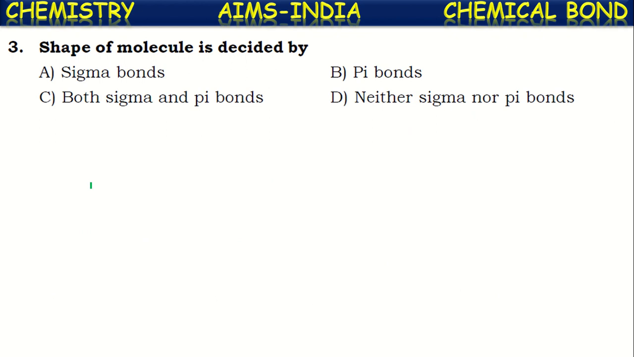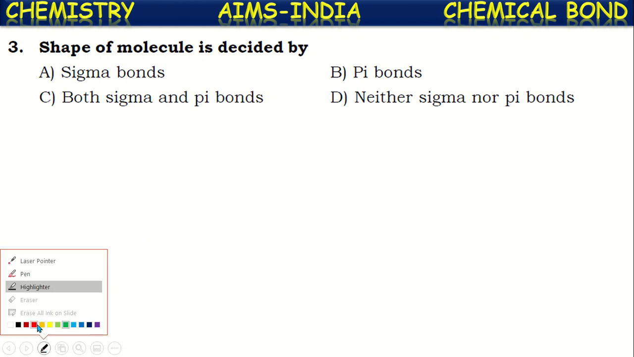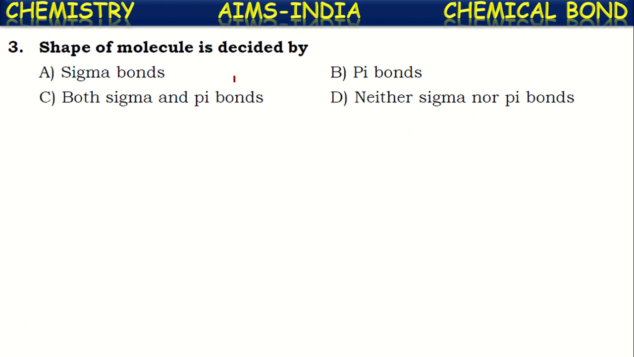The next question: the shape of a molecule is decided by what? The shape of a molecule depends upon the number of sigma bonds present on the central atom of the molecule. Only sigma bonds decide the shape of the molecule. Pi bonds do not have any effect on the shape of the molecule. They can just change the bond length, but there is no effect on the bond angles or shapes of the molecules. Only sigma bonds decide the shape of the molecule.